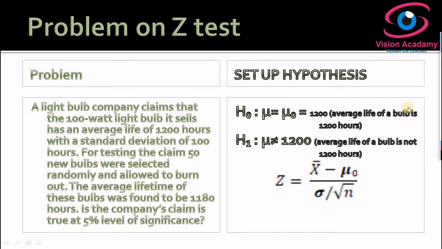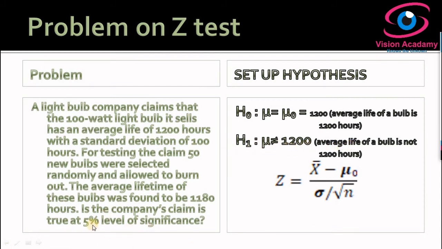So we have two hypotheses. One is the claim, that is mu is equal to 1200, and its complement is mu is not equal to 1200. For the null hypothesis, we have to select the hypothesis which involves the equality sign. Since our claim includes the equality, I have considered the null hypothesis as mu is equal to 1200 hours. So the null hypothesis would be that the average life of a bulb is 1200, and the remaining one would become the alternative hypothesis, that mu is not equal to 1200 hours.